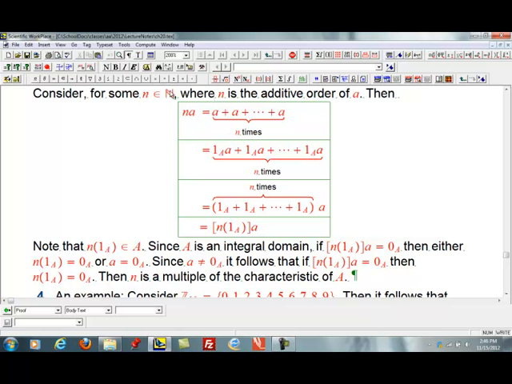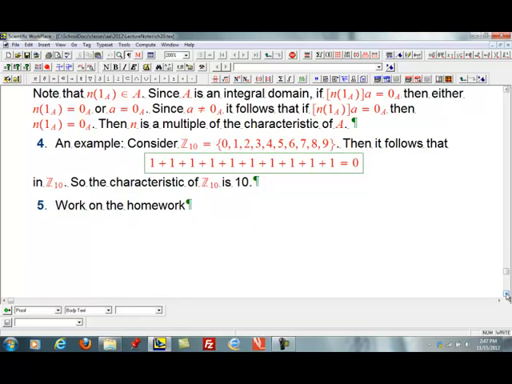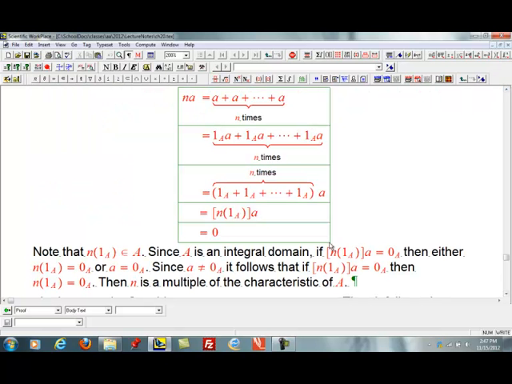Okay. n is the additive order of a. So that tells us that all of this has to be equal to 0 down here. We now understand what it means for it to be equal to 0. Since A is an integral domain, that tells us that n of A, n 1 sub A, equals 0. Is the 0 that you just typed also the additive identity of A? Yeah, it's the additive identity of A. So right here, I know that this is the characteristic. Instead of a multiple, this is the characteristic.